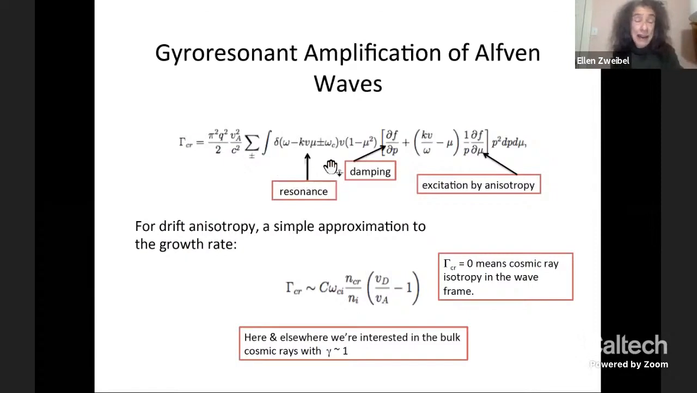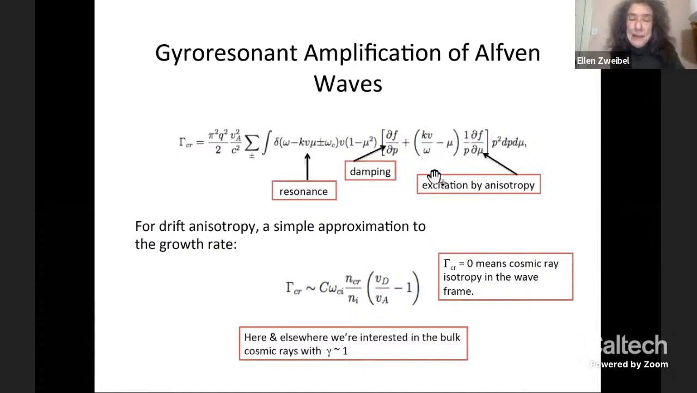Well, I've written down the growth rate for a reason. First of all, this is the resonance condition. So it says that the growth or damping is driven by gyro-resonant particles. And since F is the distribution function, and since the number of cosmic rays per momentum decreases with increasing momentum, as we saw from that power law, this term tends to damp any wave. But if there's any anisotropy, that can excite the wave.